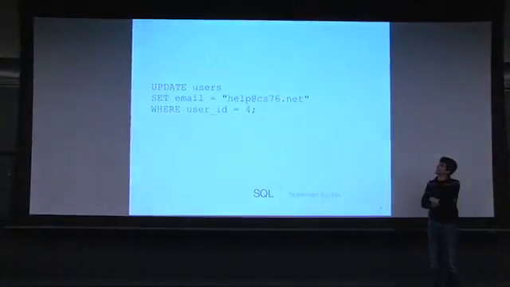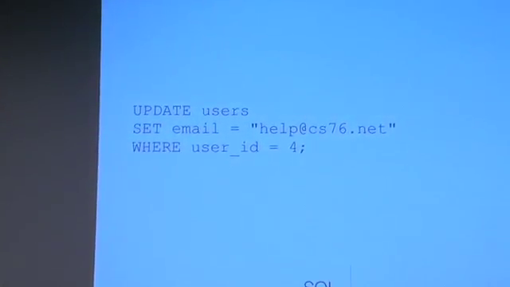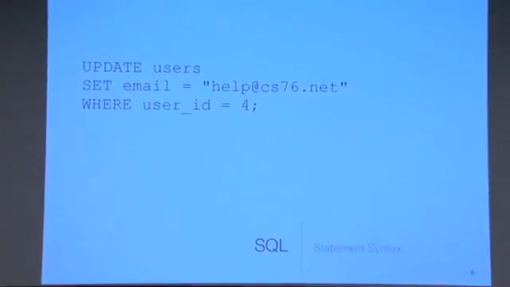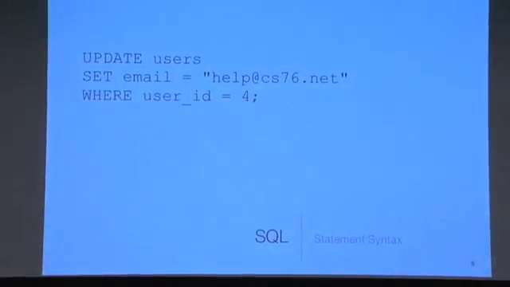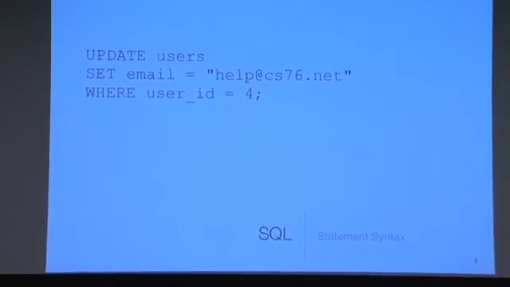And in fact, we would have an update statement where we're updating some rows from the users table. So we're updating users, and in this case, users is a table. We are setting a field called email equal to something, in this case, the help list, help@cs76.net, and we are specifying which row using a condition statement, this where user ID equals 4.